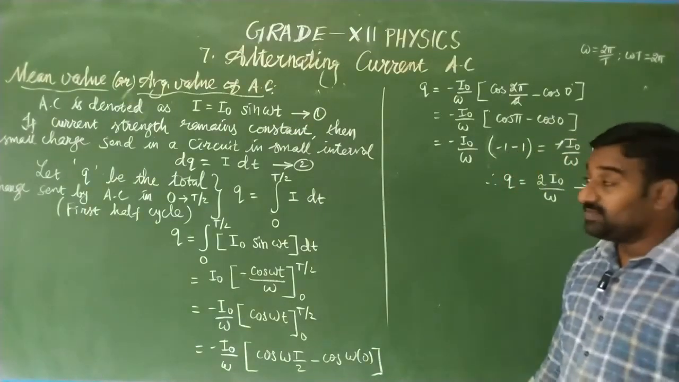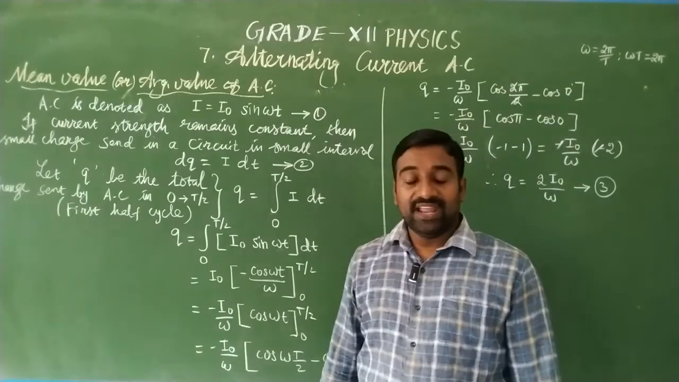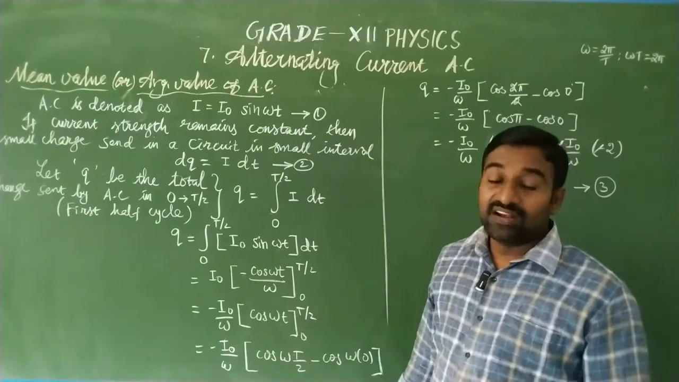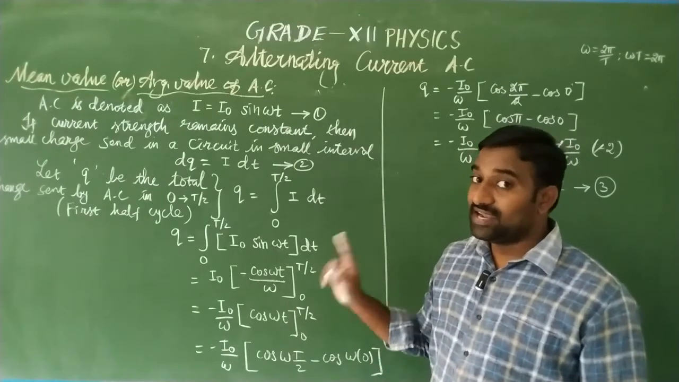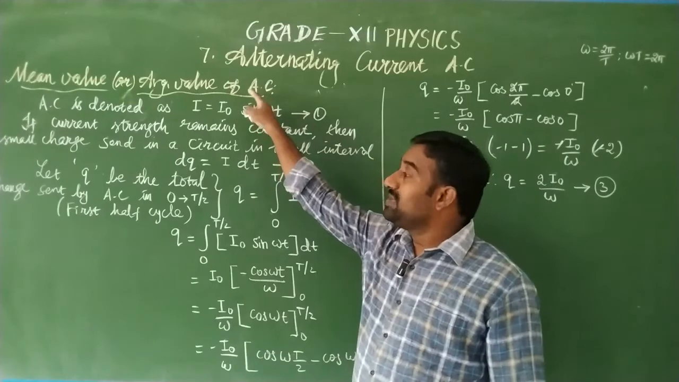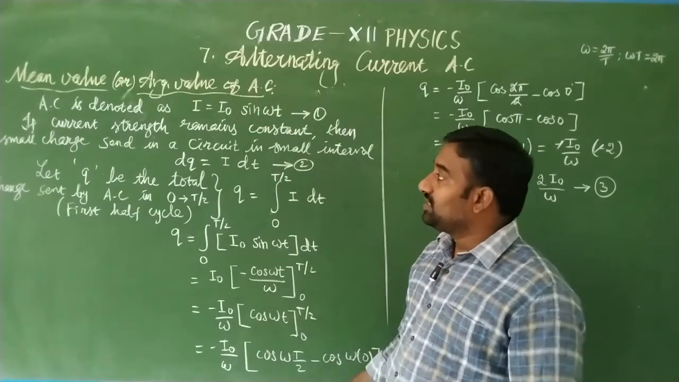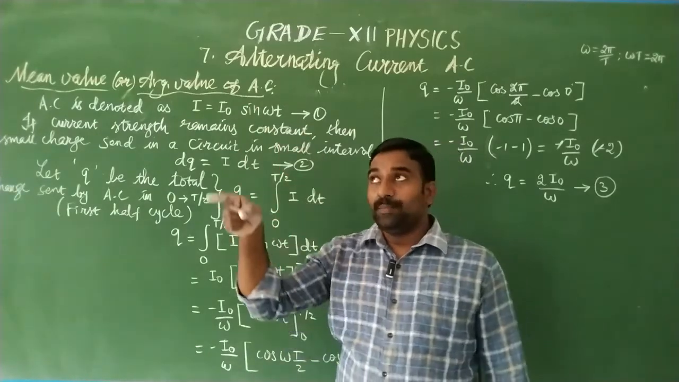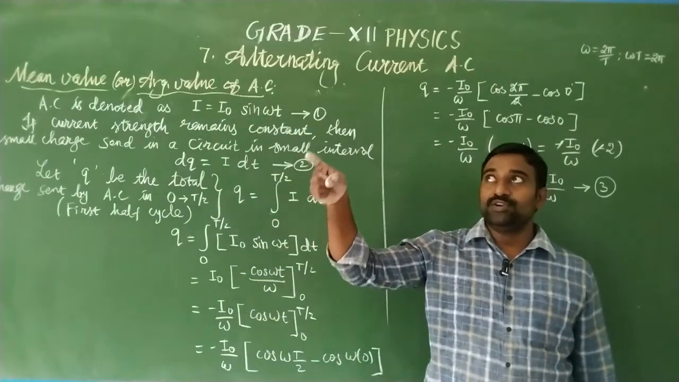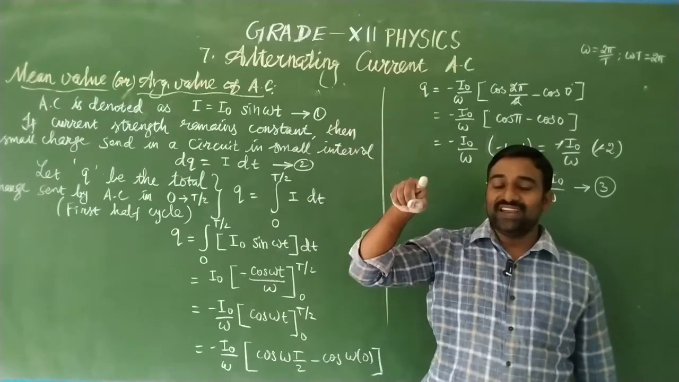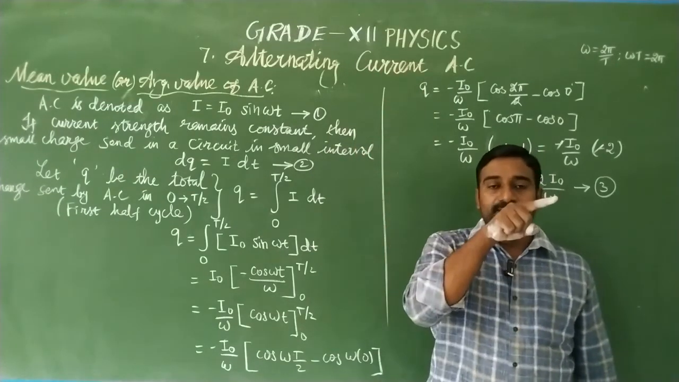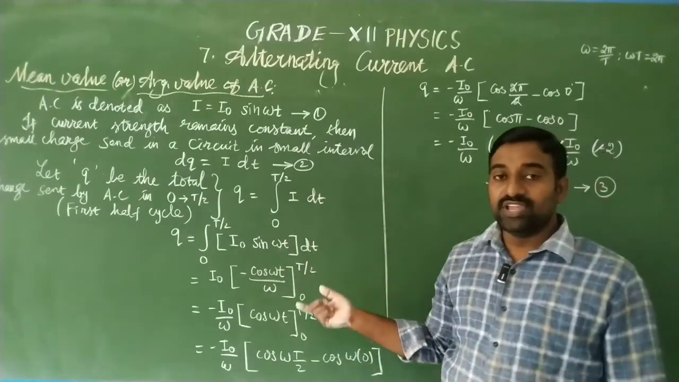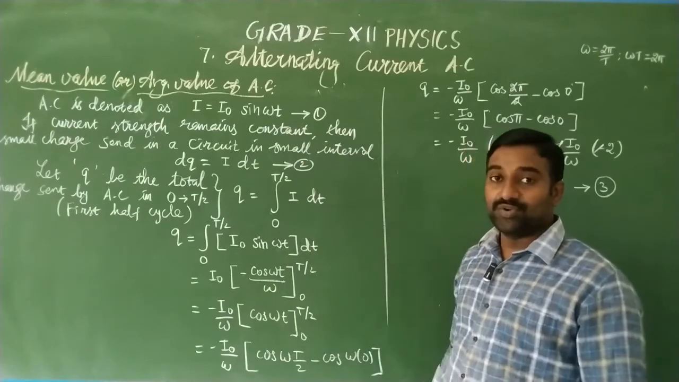I repeat once again, I will tell you how it comes, listen carefully. What we are going to calculate now is the mean value, the average value of alternating current. Okay, not the EMF, the alternating current. Alternating current changes direction periodically. In the first half cycle, that is from 0 to T by 2, it is positive. In the second half cycle, from T by 2 to T, it is negative. So in any half cycle, the current in the circuit is also related to the charge enclosed in the same circuit in the same time.